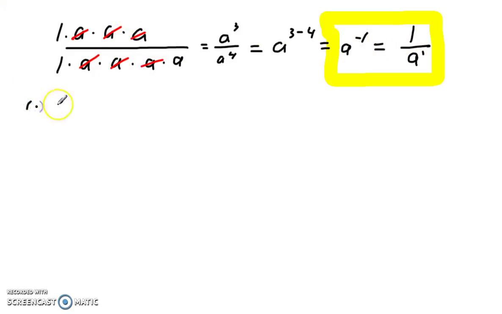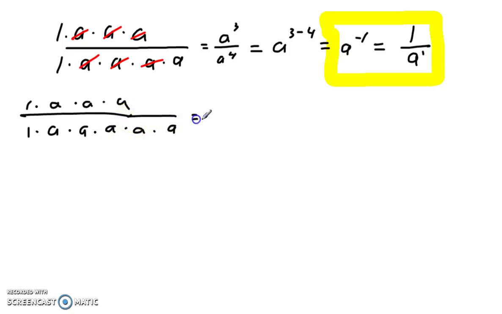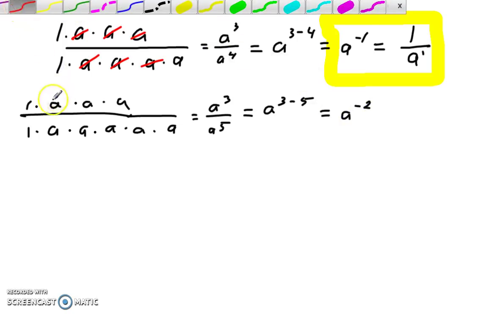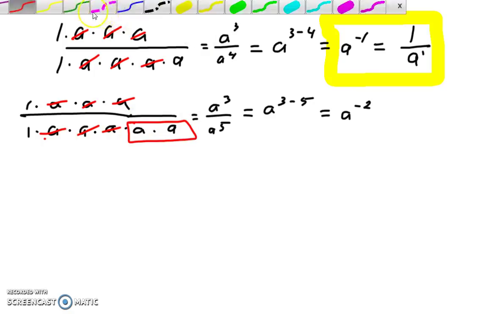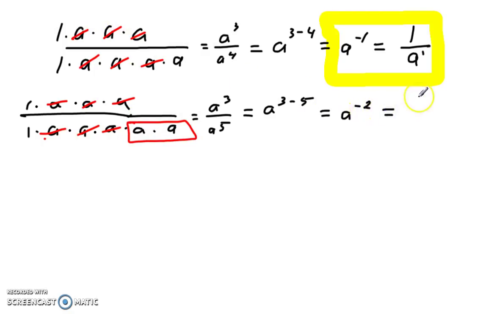If I have 1 times A times A times A over 1 times A times A times A times A times A, then I get A to the third over A to the fifth power, which is equal to 3 minus 5. So that would be A to the negative second. If I go back and cancel these out, the 1 stays up top, and I'm left with 2 in the denominator. So I have the 1 and then A to the second power.